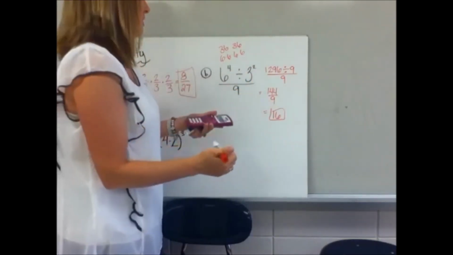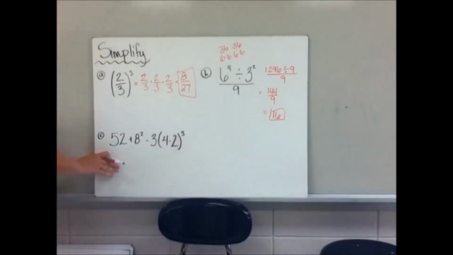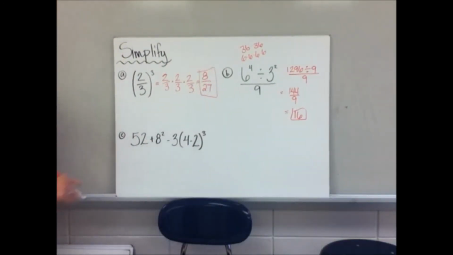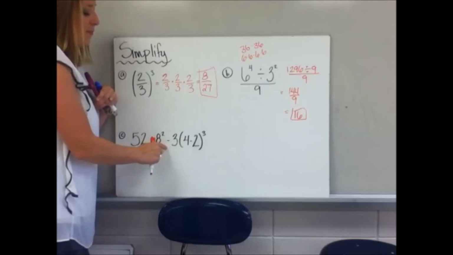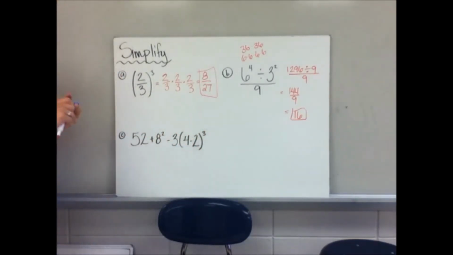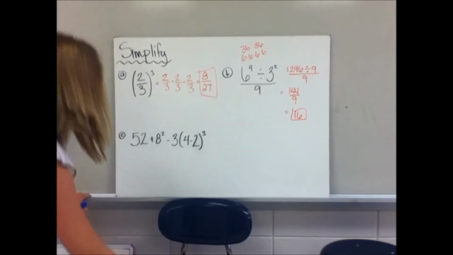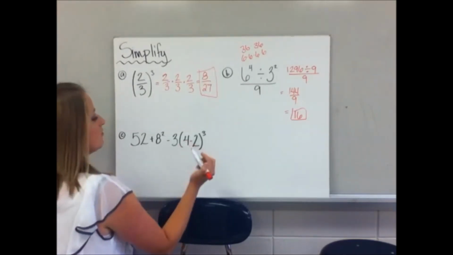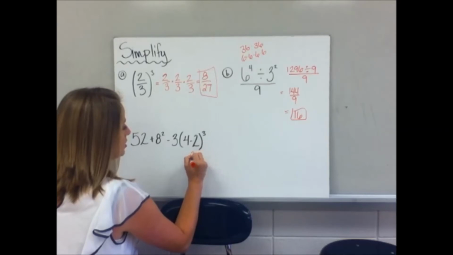The calculator is just doing the calculation for you. Let's come down here to practice C. I have 5^2 plus 8 squared minus 3 times the quantity, 4 minus 2 to the third. A lot going on there. Let's make sure we use order of operations. I'm going to start with the parentheses, which is going to be 4 minus 2, which is 2.